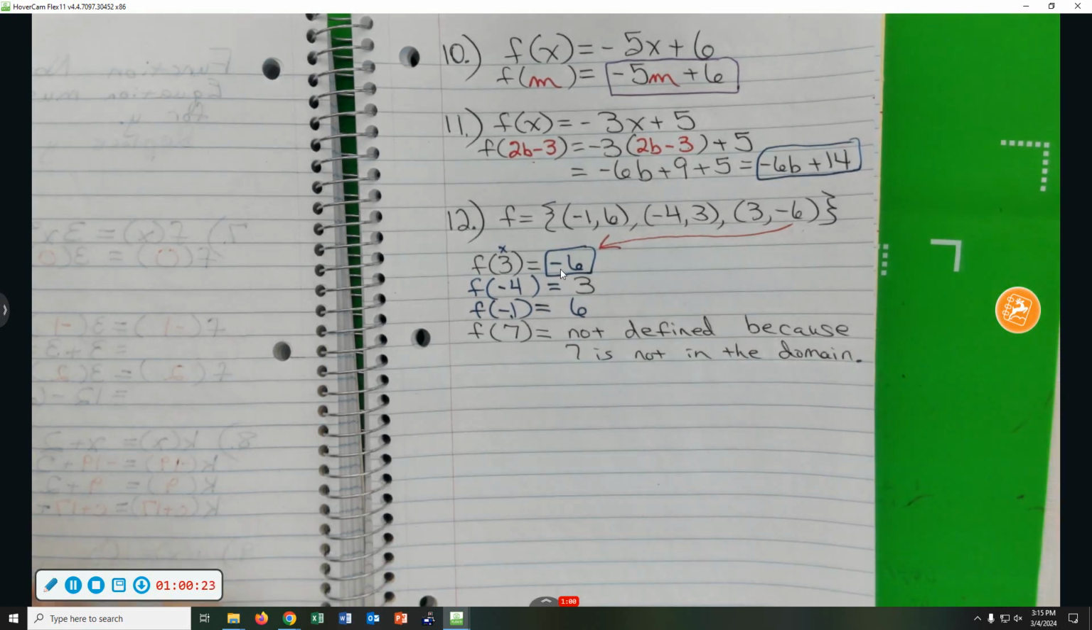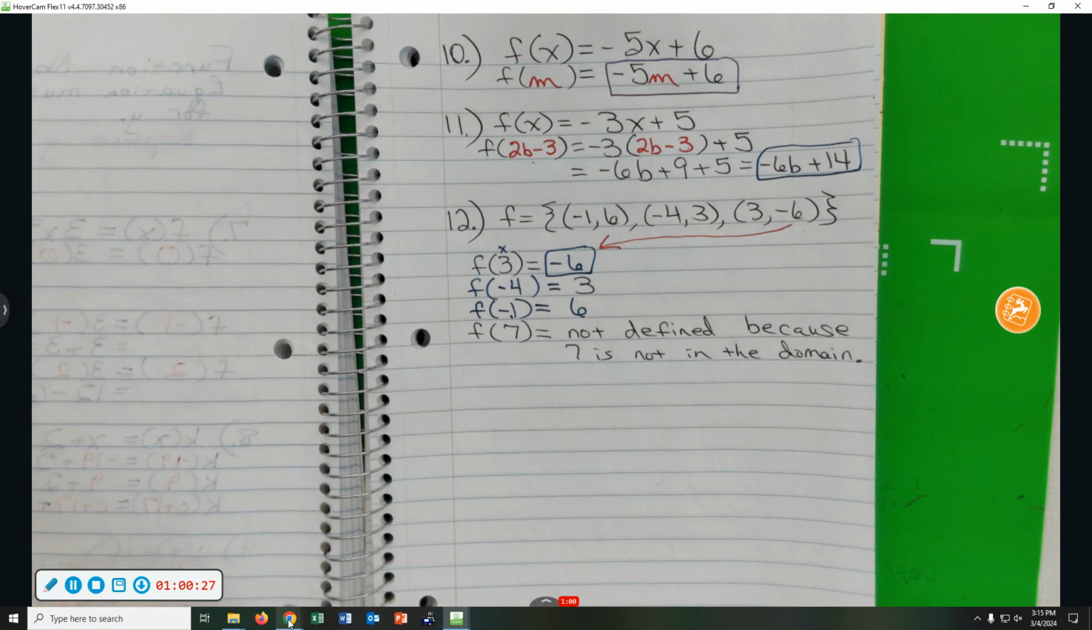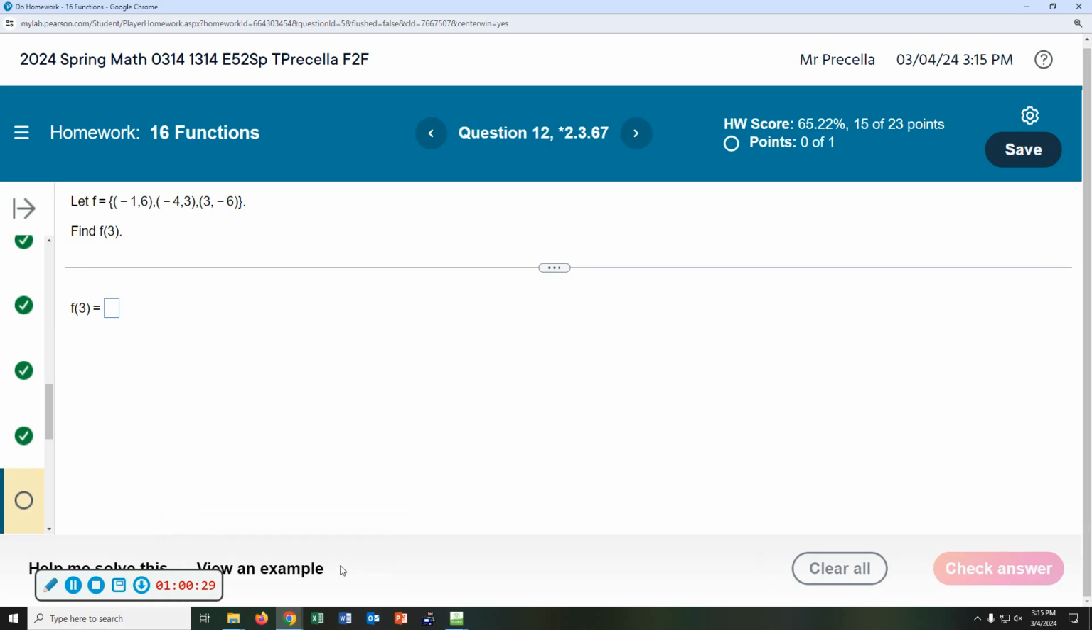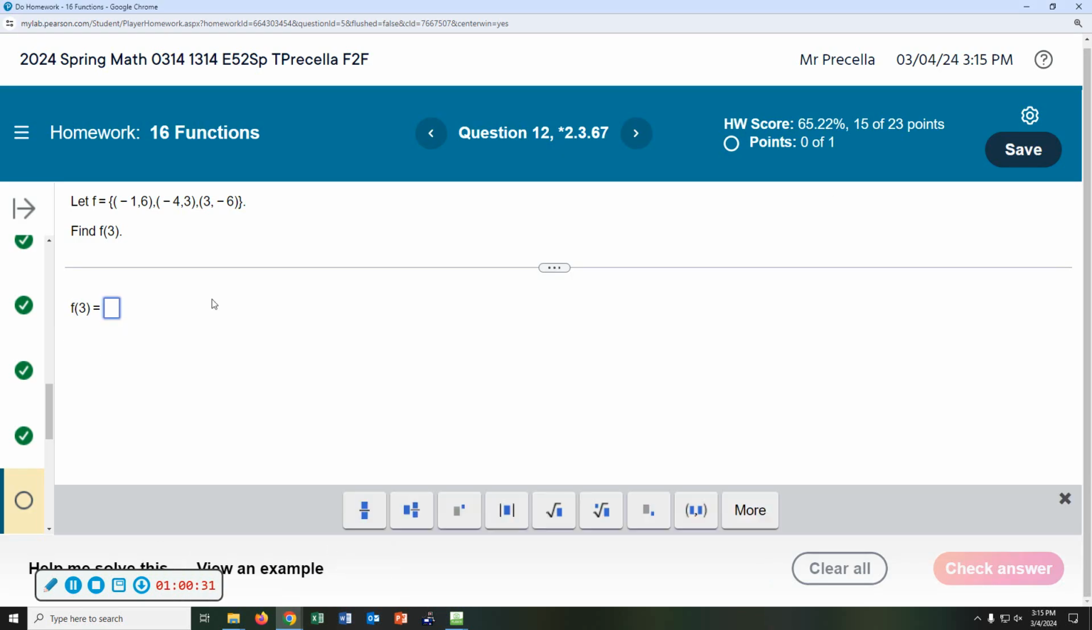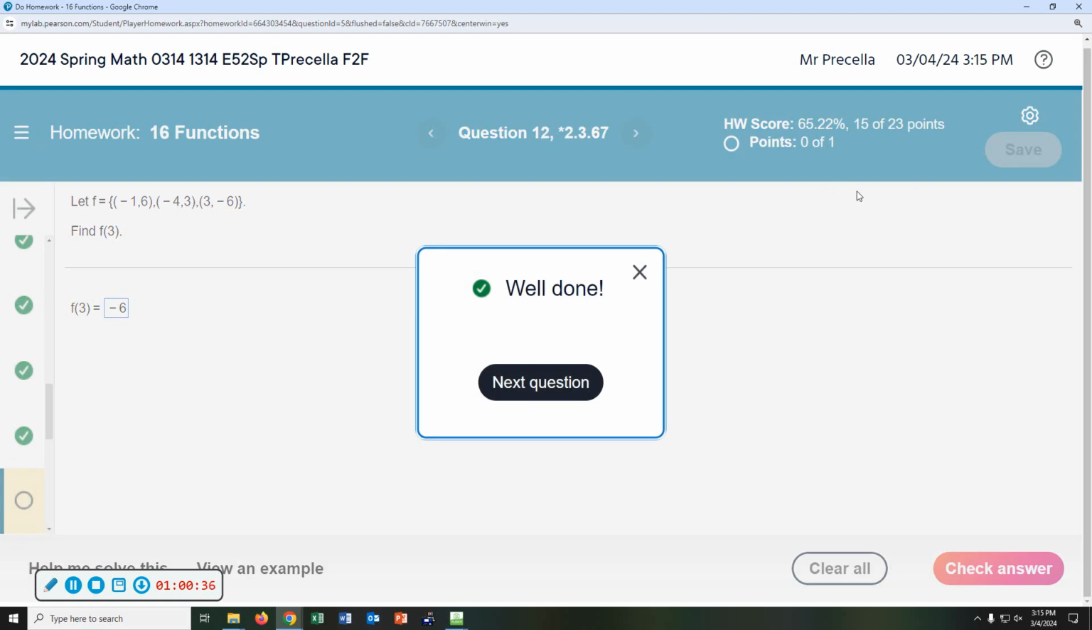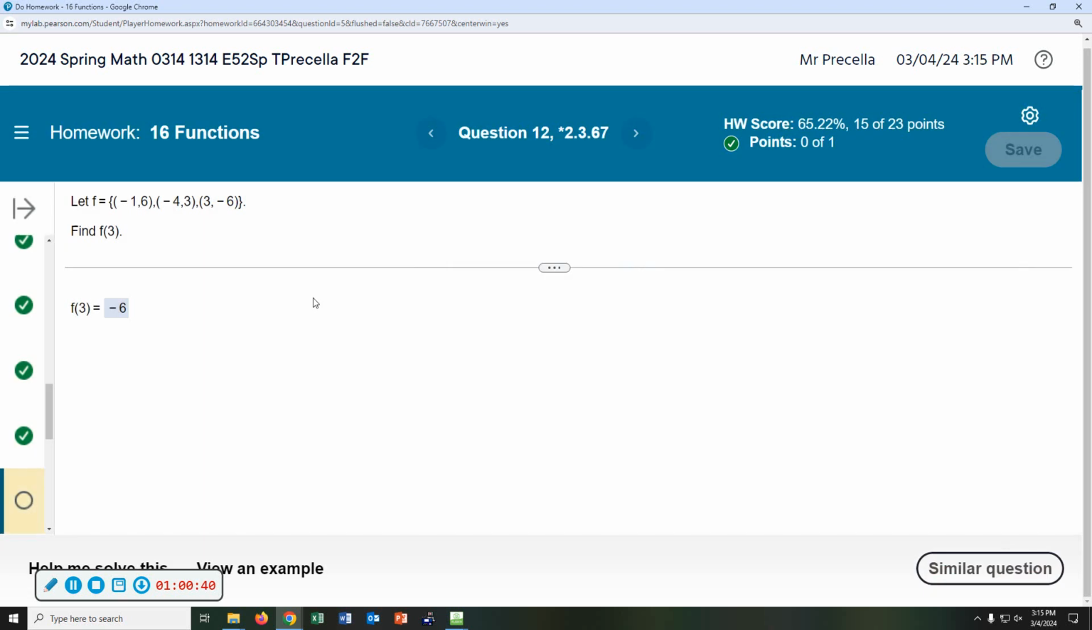I don't remember, did I put negative 6? That's the only part of this problem. Did I get it right, or have I not done that yet? Oh, nope, I haven't. Negative 6. So, the number in the parentheses is x. Your answer is y.